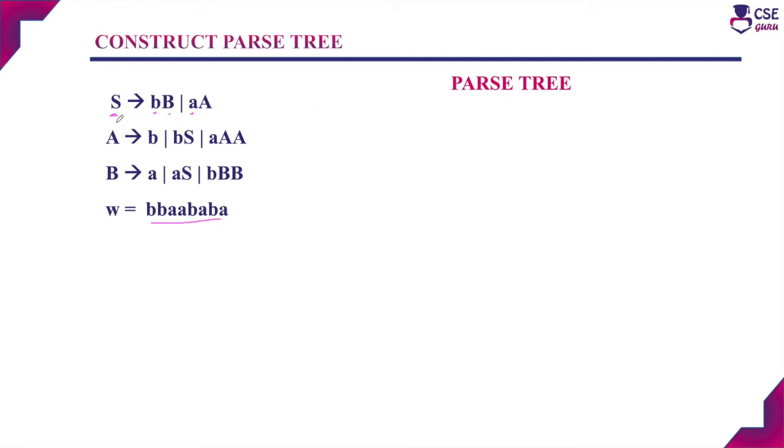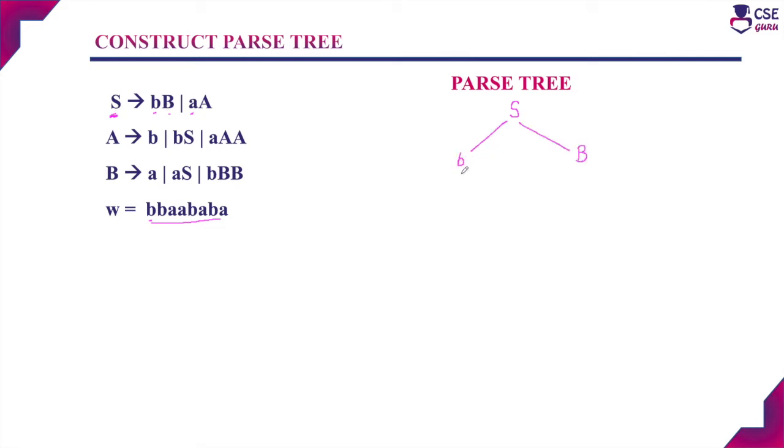So in this given grammar, the start symbol is S. So S represents the start symbol or the root node of the parse tree. Now if you are checking here, there are two production rules for S. S derives BB or AA. Now we have to check the input string. The string here starts with the terminal b. So we have to choose the production rule that starts with B. So we will apply the production rule S tends to BB.